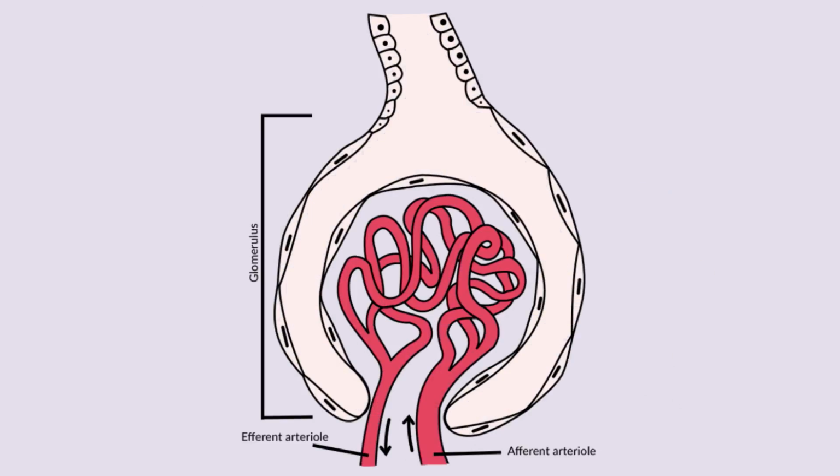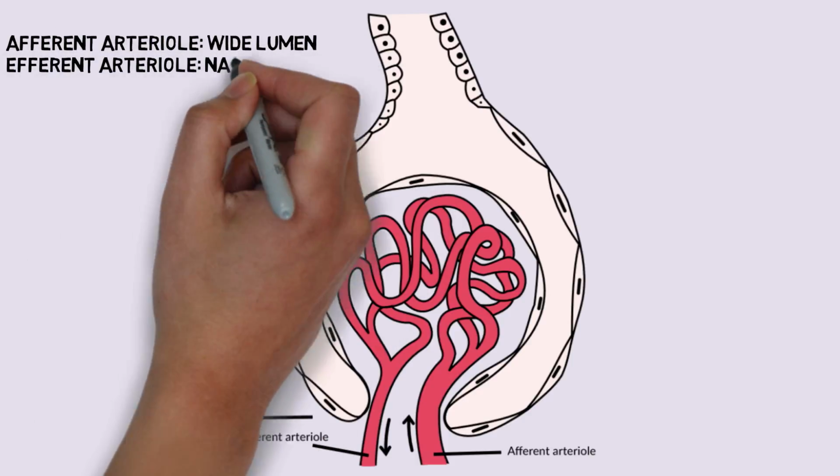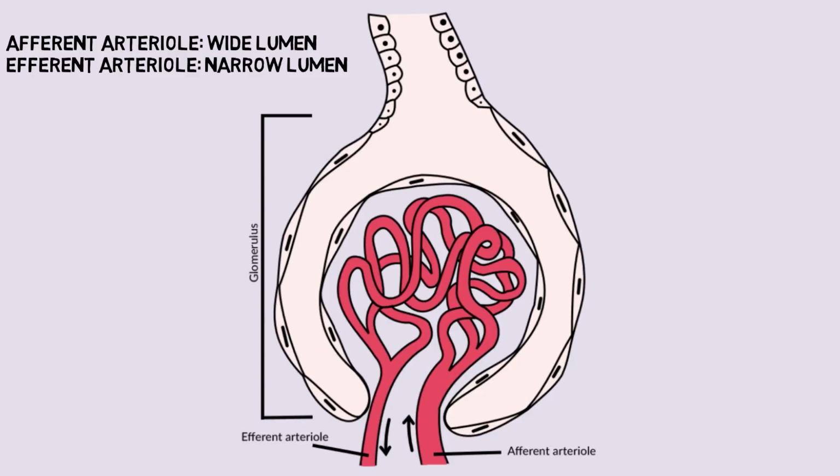The place where ultrafiltration occurs is in the glomerulus. The glomerulus is a capsule that contains a network of capillaries. The glomerulus is also known as the Bowman's capsule. The glomerulus has an arteriole with a wide lumen going in known as the afferent arteriole. An arteriole is a branch of an artery that leads to capillaries.